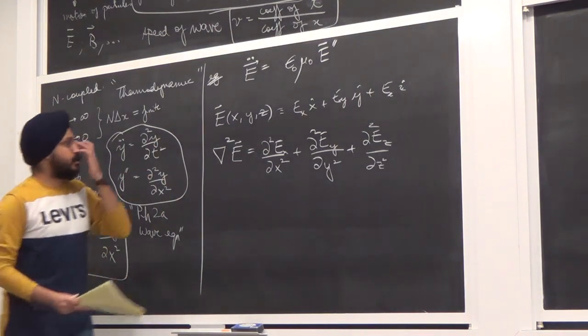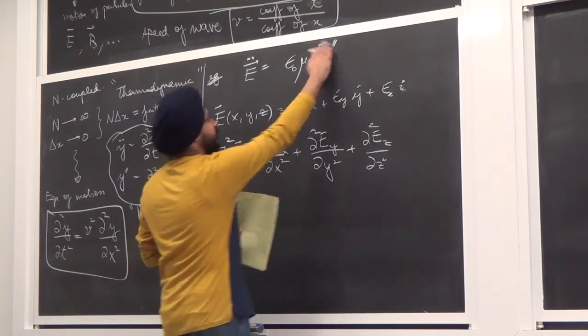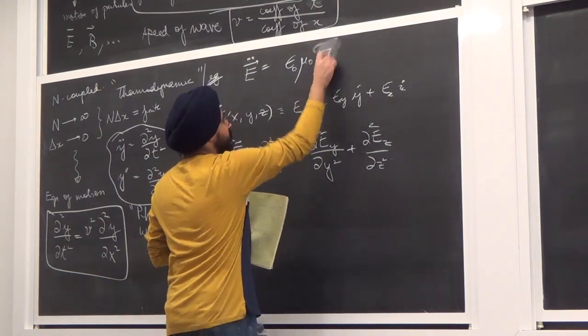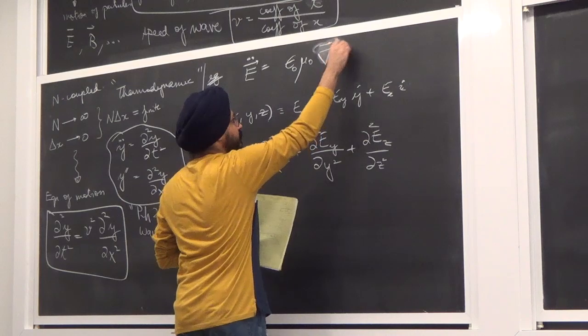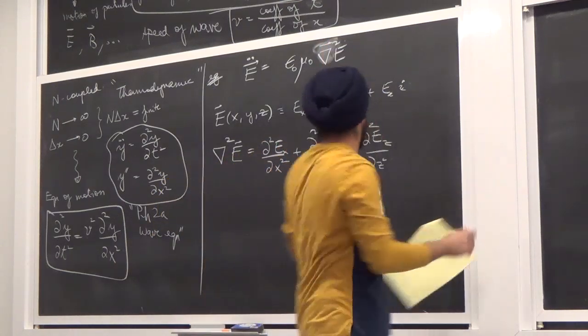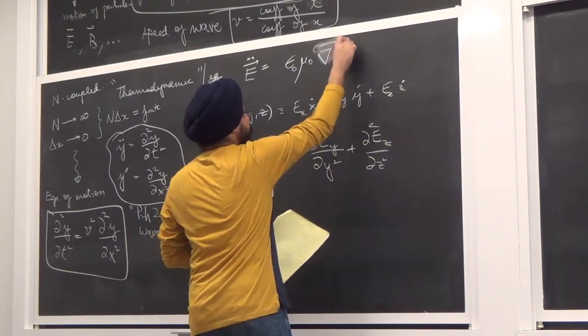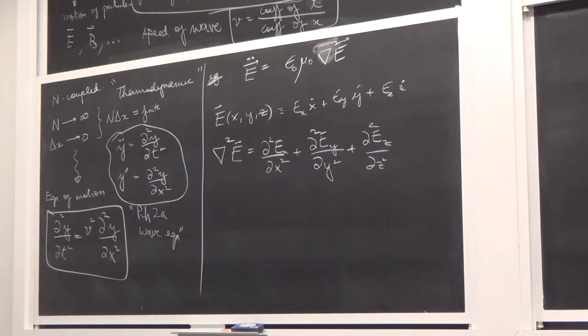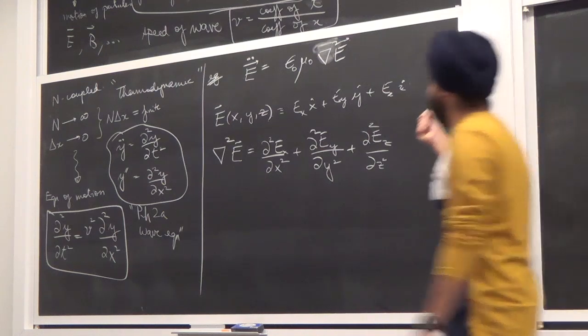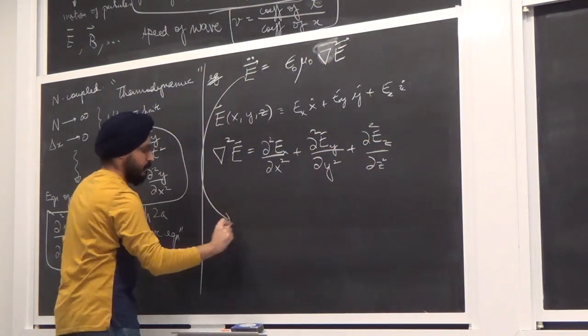Okay. So if this is my wave, let me write it down as a good notation now. This is del squared. So this is the Laplacian. All right. So just by looking at it, what's my speed of the wave? What's v?